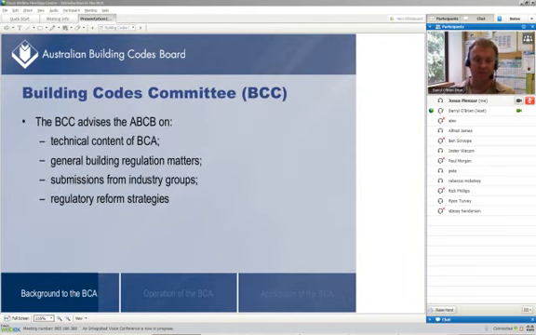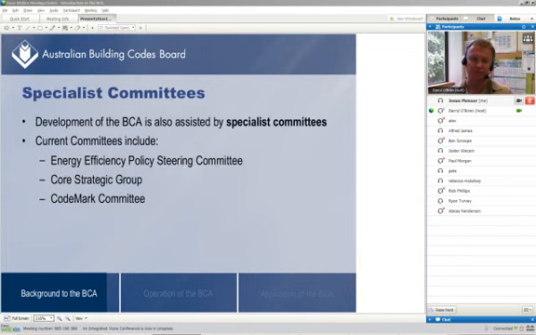The BCC advises the ABCB on technical content for the BCA, general building regulatory matters, submissions from industry groups and regulatory reform strategies. So the BCA is not a static document, it's a live document and it's constantly evolving. As I say, 1 May every year you get amendments to the BCA and that's when this process has life, I guess. When they've looked at the amendments, they go through a rigorous process and then they get adopted if they stand up.